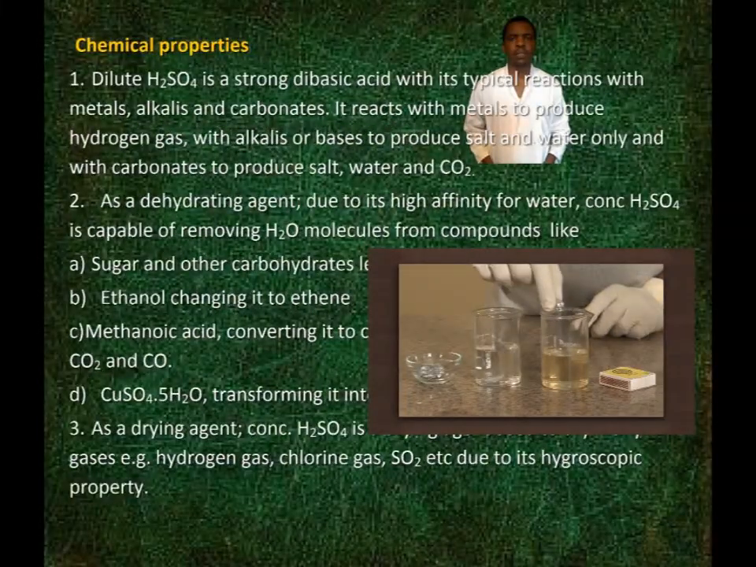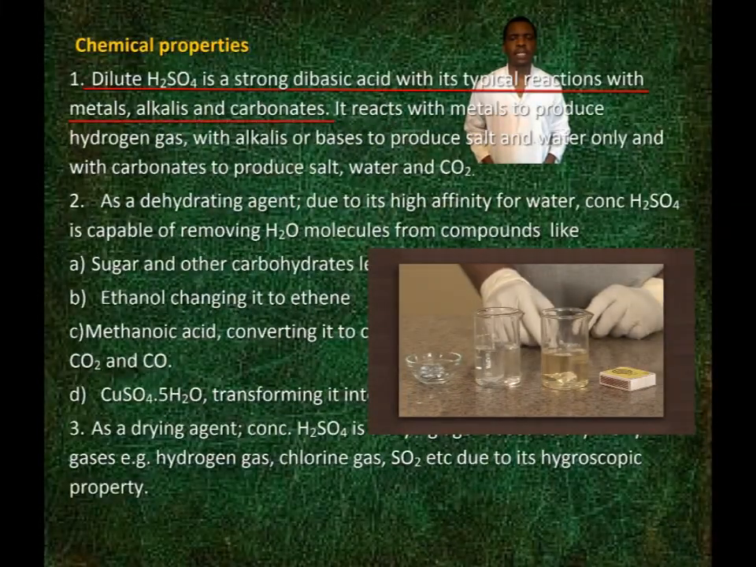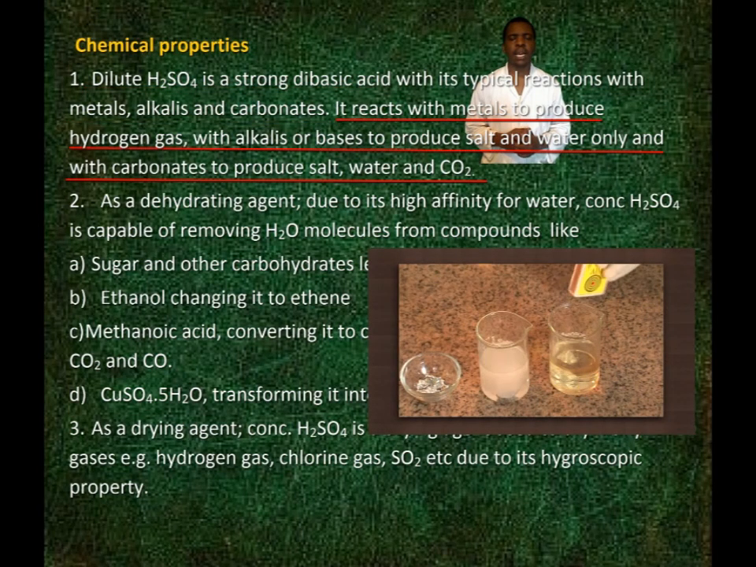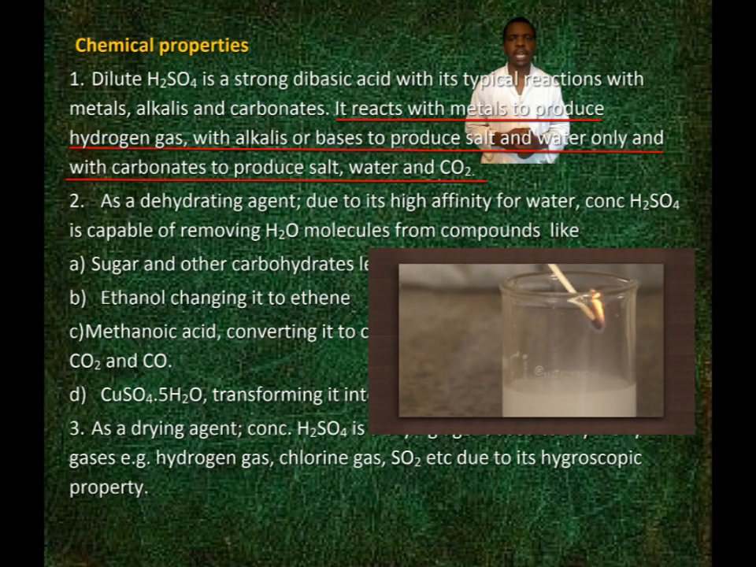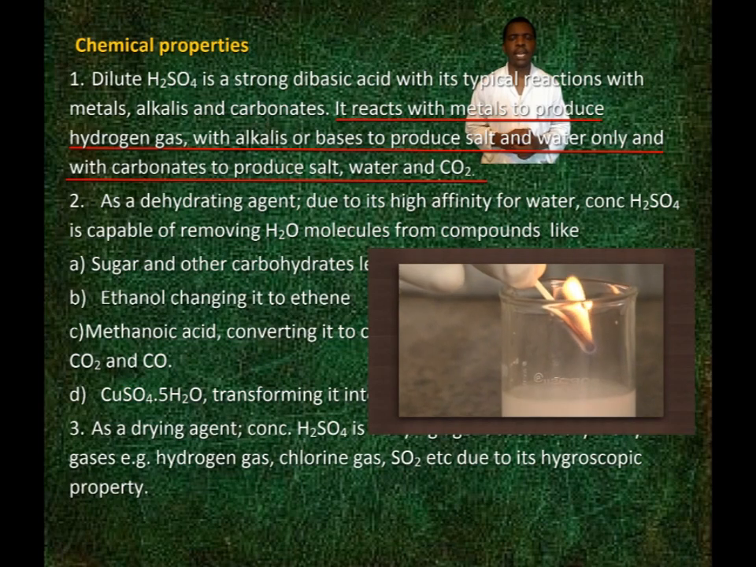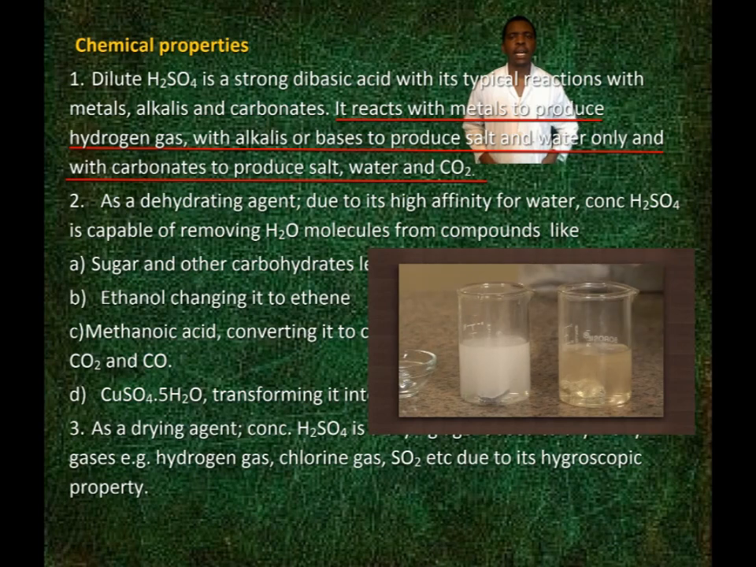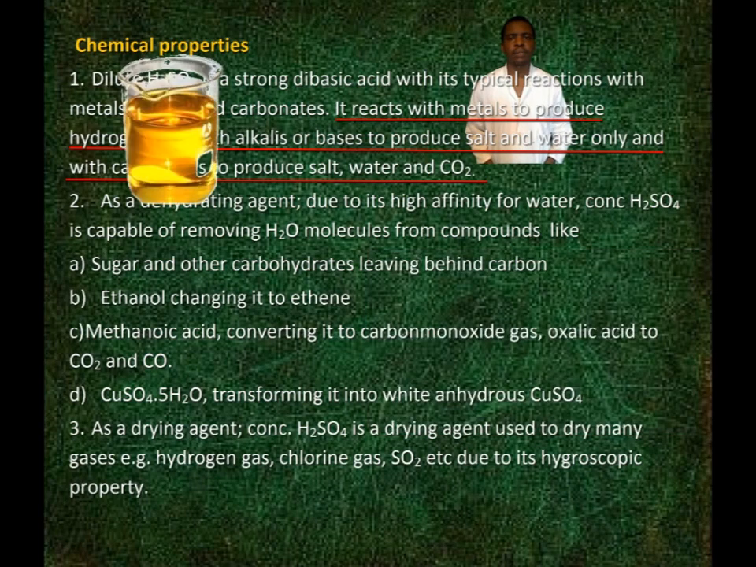Chemical properties. Dilute sulphuric acid is a strong dibasic acid with its typical reactions with metals, alkalis, and carbonates. It reacts with metals to produce hydrogen gas, with alkalis or bases to produce salt and water only, and with carbonates to produce salt, water, and carbon dioxide.